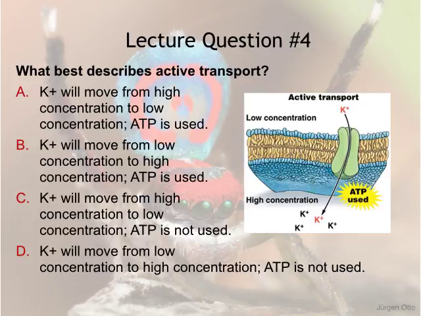So whenever you move a molecule against the concentration gradient, much like going against the flow of a river, you need energy, in this case ATP. Let's look at C and D as well. C, the potassium ion will move from high concentration to low concentration. You know that's not right. And it says ATP is not used. You know that's not right either. In the diagram, it shows you that ATP is being used. And you should know that active transport is active. It needs energy, so you use ATP. And then D, potassium ion will move from low concentration to high concentration. That's right. ATP is not used. Wrong. So yeah, the right answer is B.